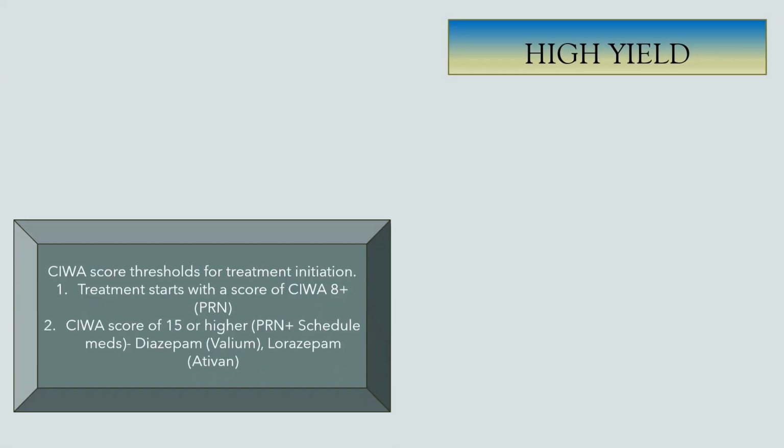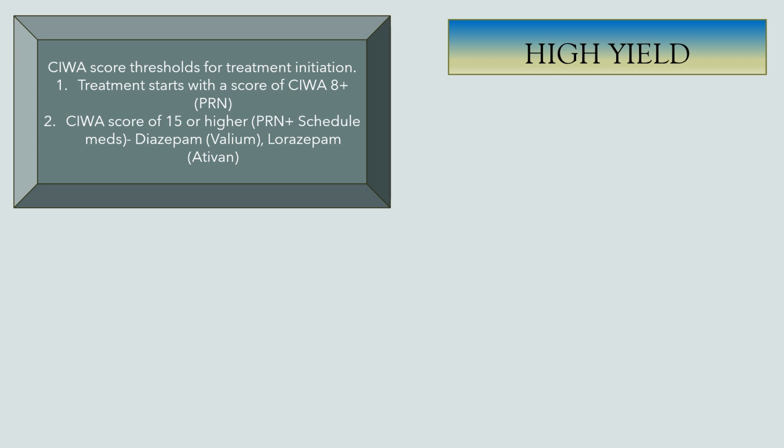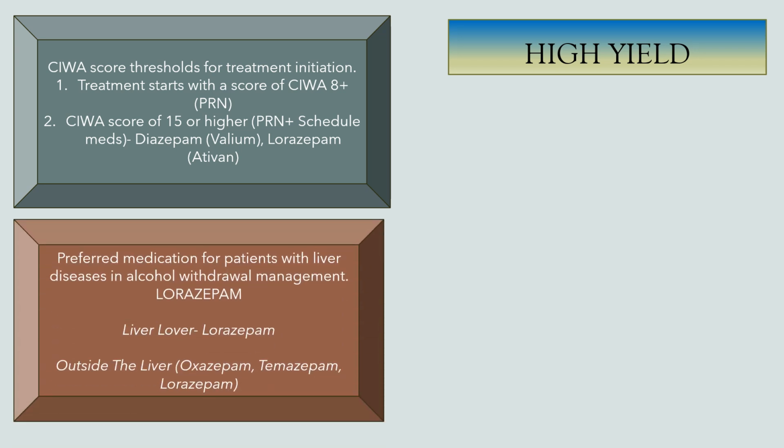High-yield information. CIWA score thresholds for treatment initiation. Treatment starts with a score of 8+ for PRN meds. A score of 15 or higher is PRN meds and scheduled meds, diazepam and lorazepam. Preferred medication for patients with liver diseases and alcohol withdrawal management, lorazepam. Liver lover lorazepam. And remember the older mnemonic outside the liver: oxazepam, temazepam, and lorazepam.